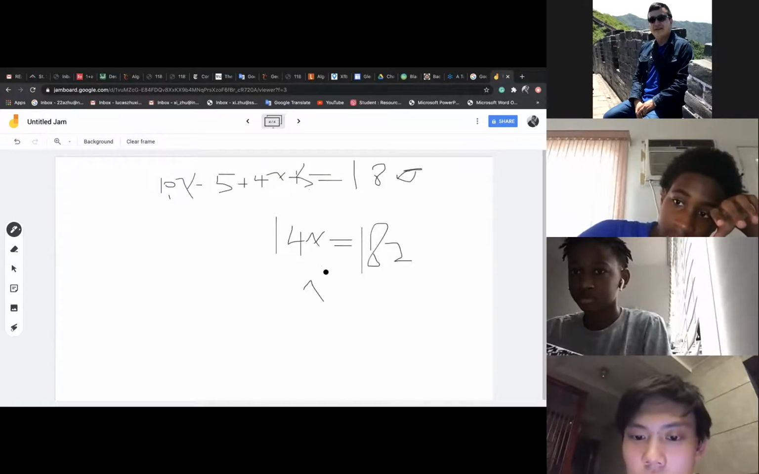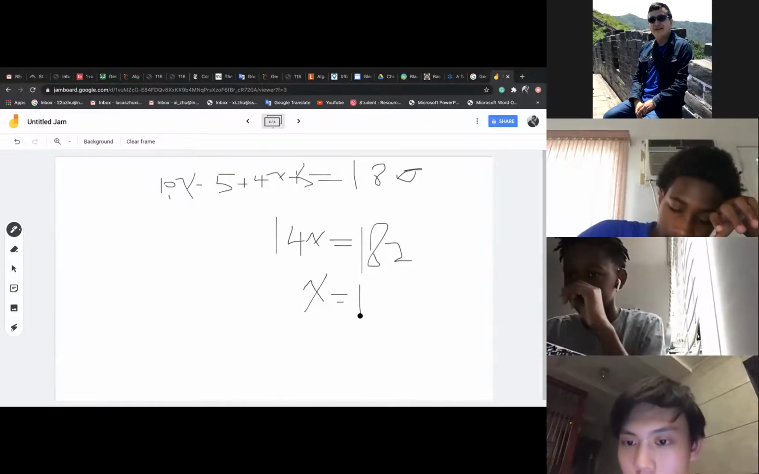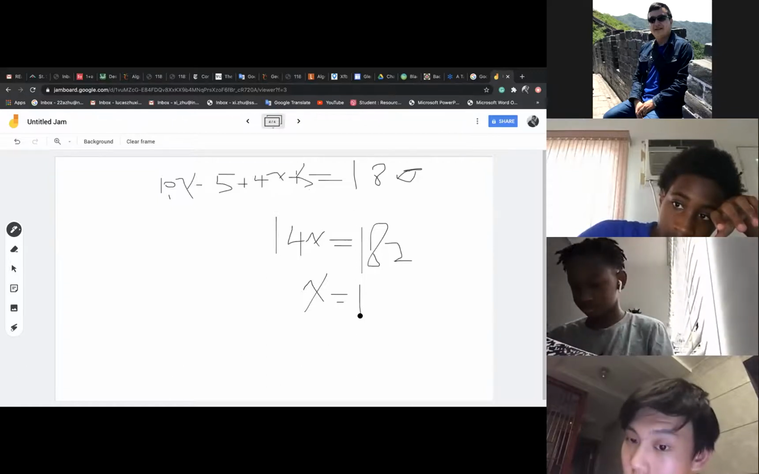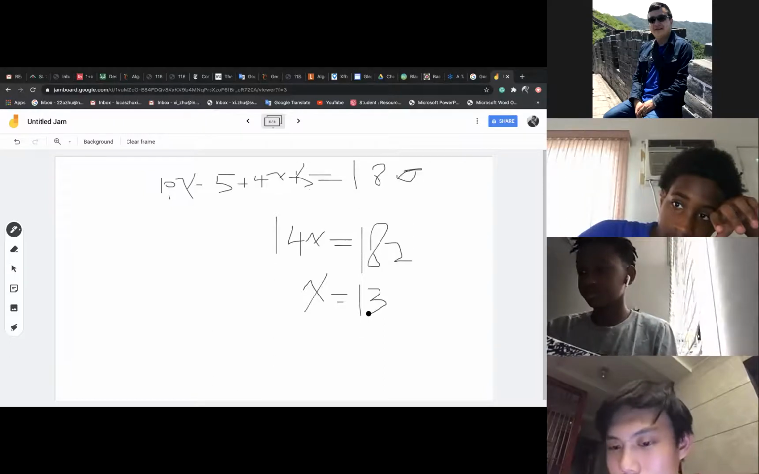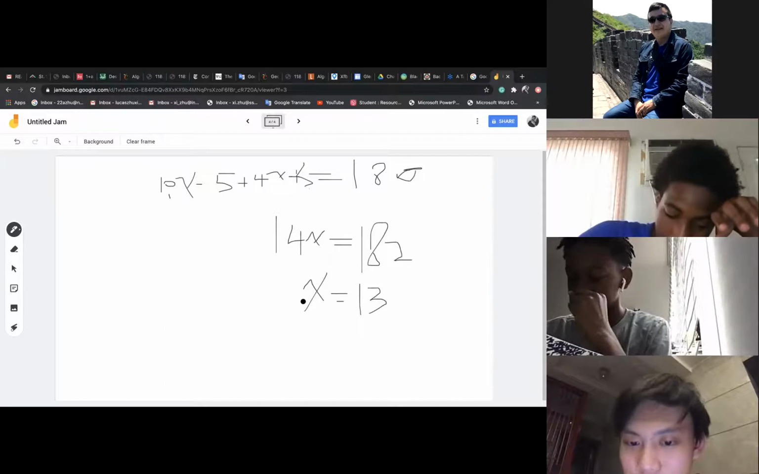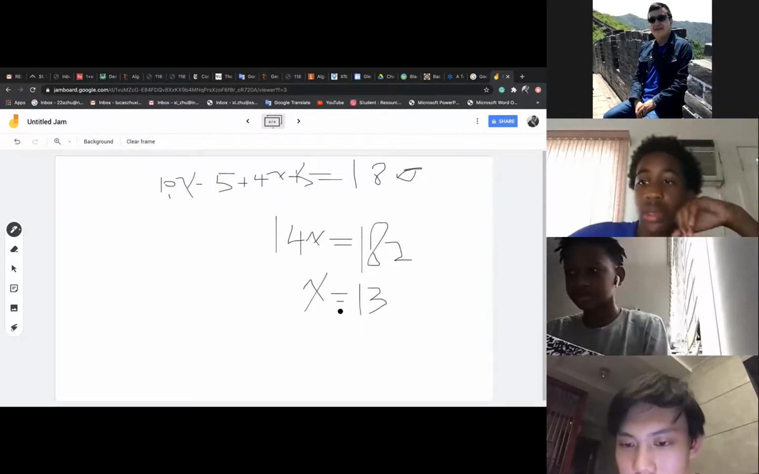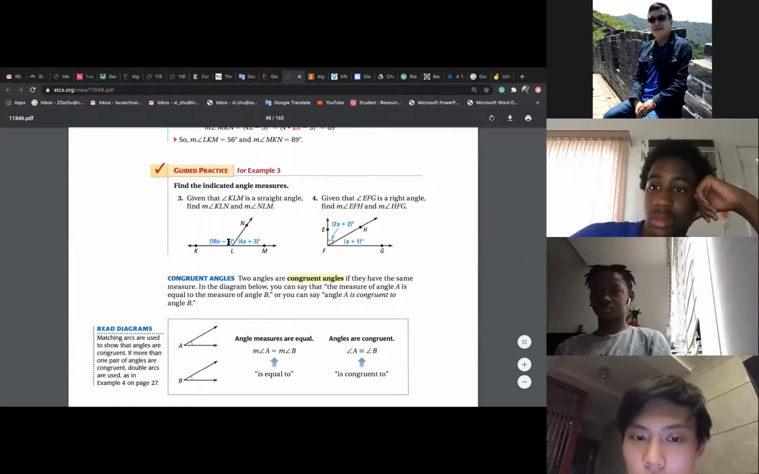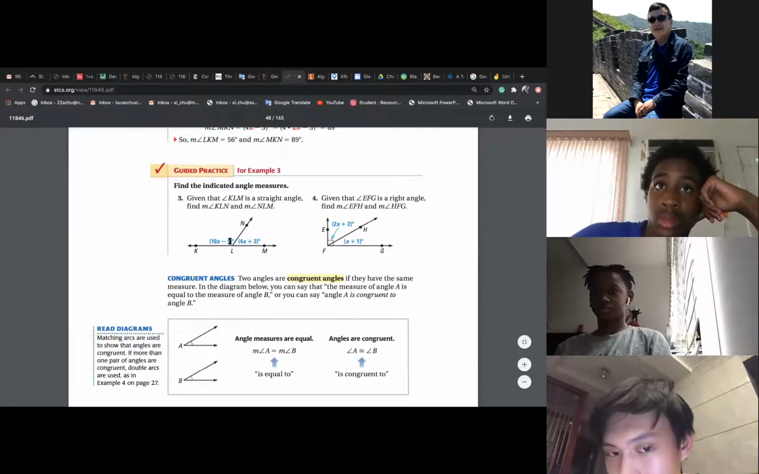Then you divide it by 14, right? And what do you get? 13, right? And so now we know x equals 13. No, so you just put it back, right?